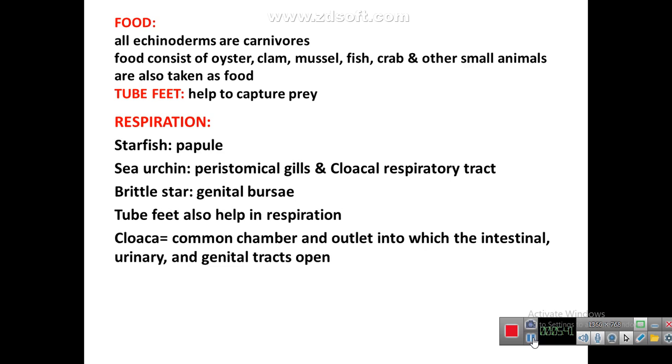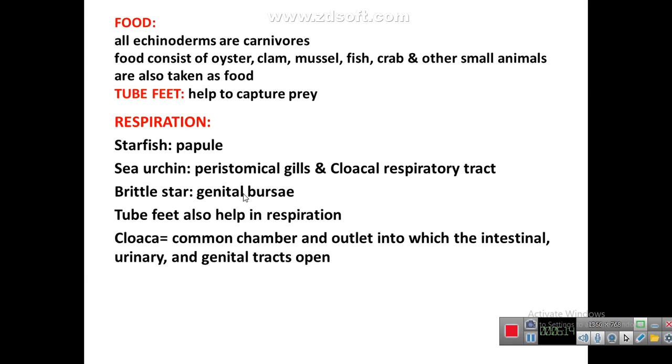Respiration in different organisms: different types of respiratory organs are present. For example, starfish have the papulae, and sea urchins have peristomial gills and a cloacal respiratory tract. What is cloaca? It is a common chamber and outlet into which the intestinal, urinary and genital tracts open. Intestinal tract means solid waste, urinary means liquid waste, and genital is for the reproductive part, meaning sperms and eggs.